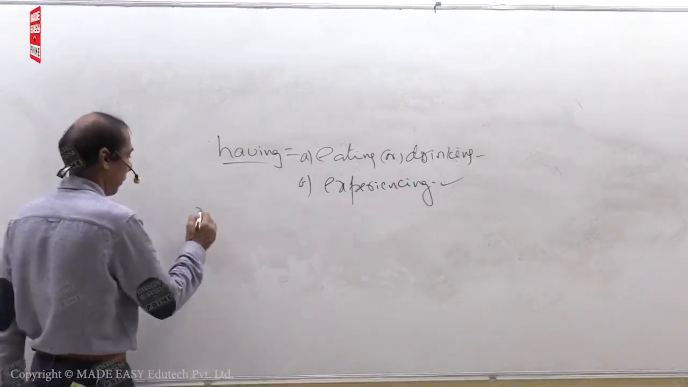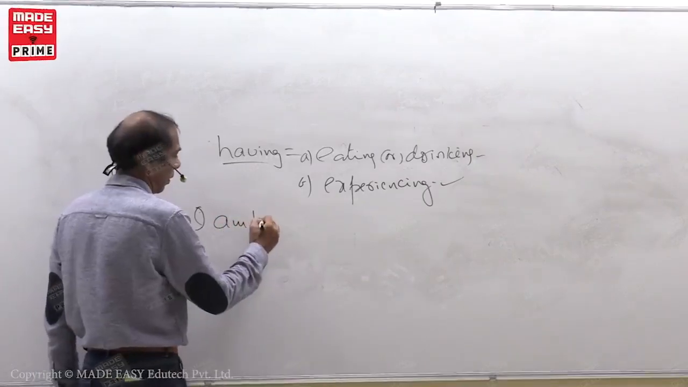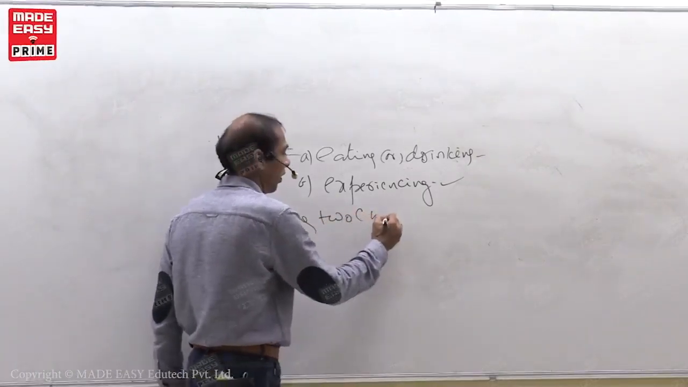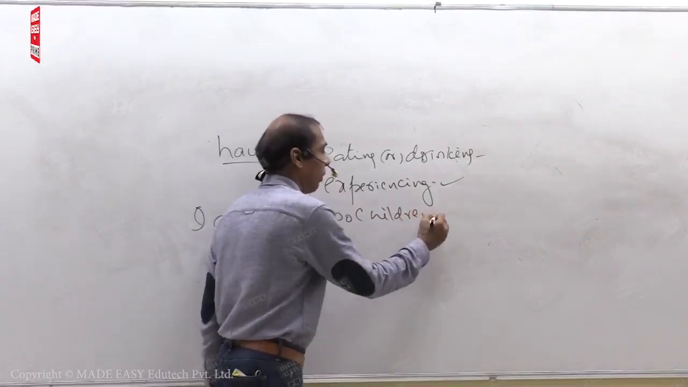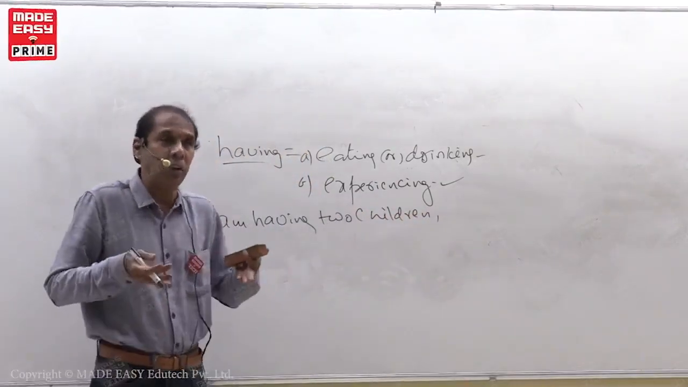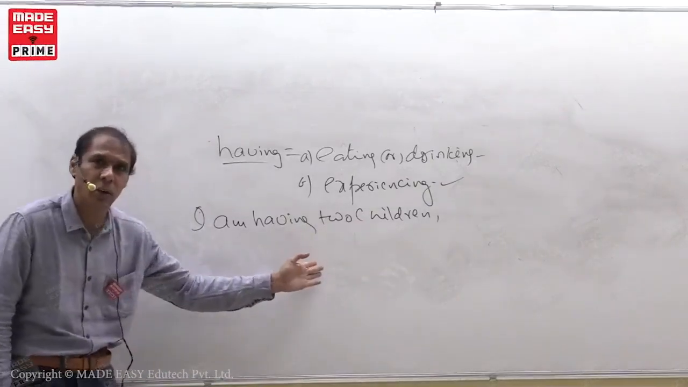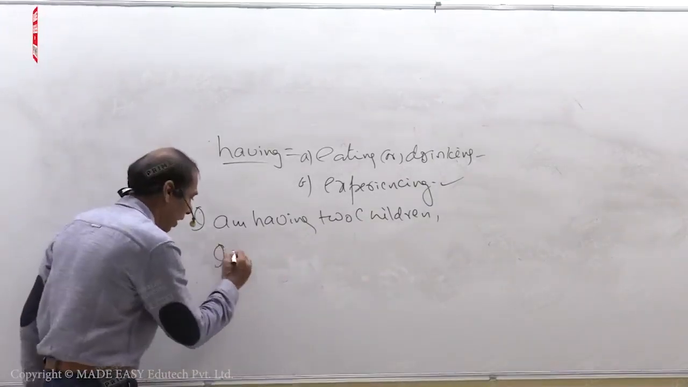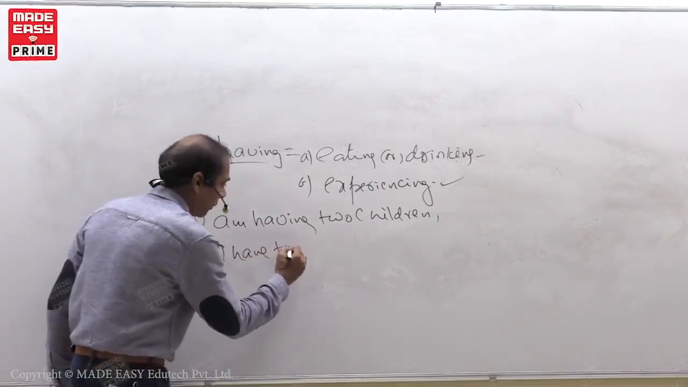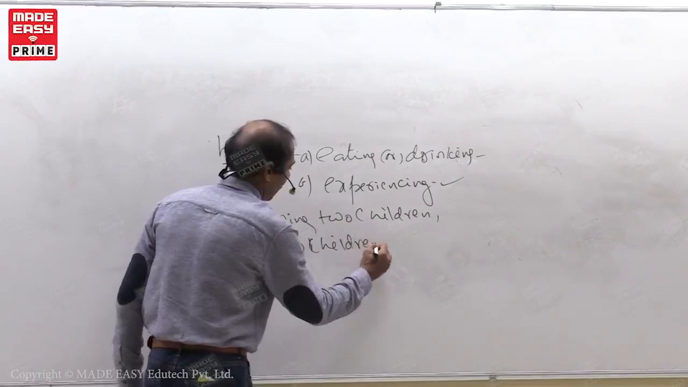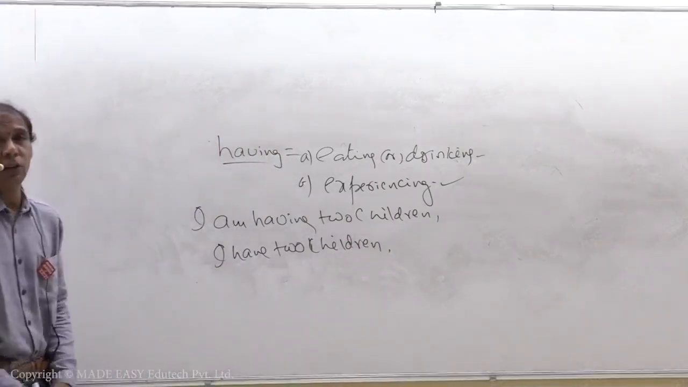For example, see, I am having two children. Everyone speaks like this. I am having own house. I am having urgent work. I am having two children. Am I eating my two children? No, this is wrong. What do you have to say? I have two children.